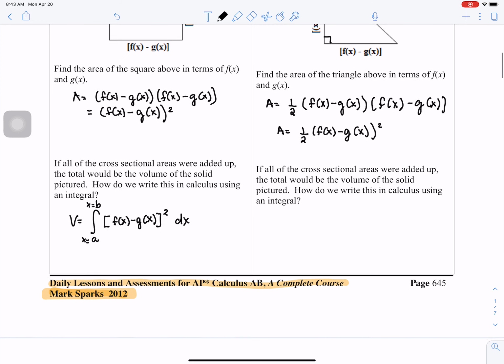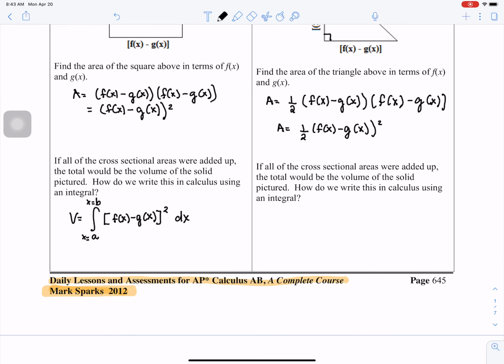So again, if all cross sections were added up, this would create the total volume. That total volume that we're picturing goes from a to b along the x-axis. The 1/2 can be pulled outside of the integral because it has nothing to do with x. So the integral from a to b of f of x minus g of x all squared, dx at the end. You can either use these as known formulas, or you can just derive it each time, because it's really not too difficult to derive the area of one cross section.